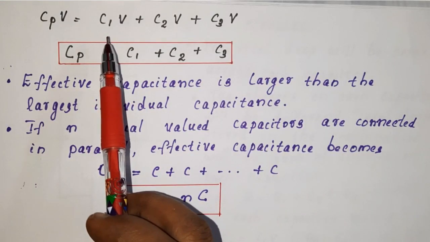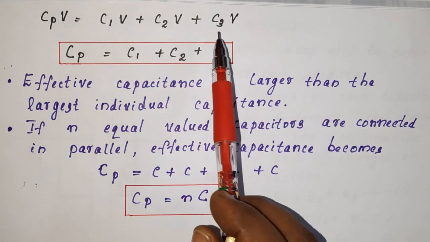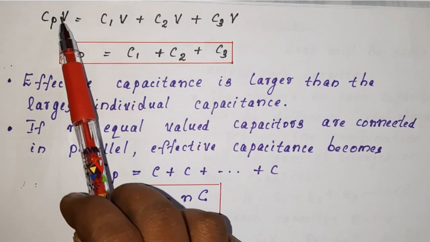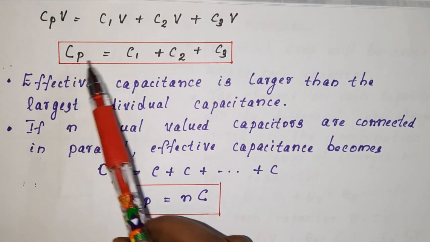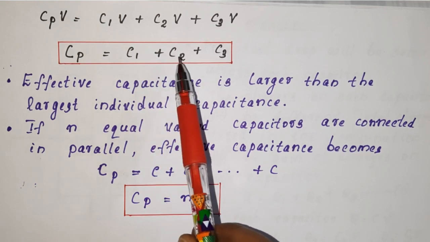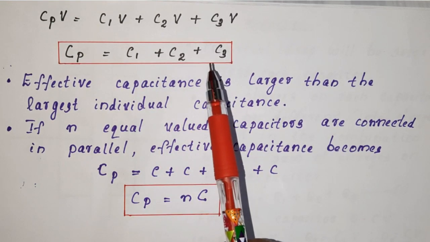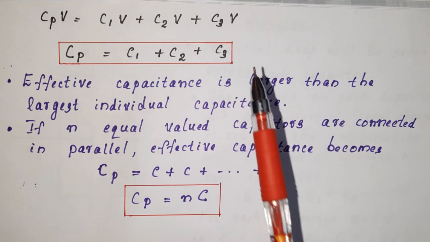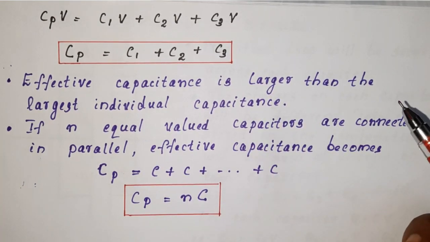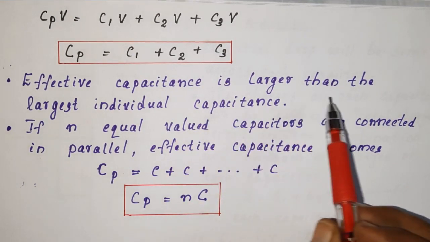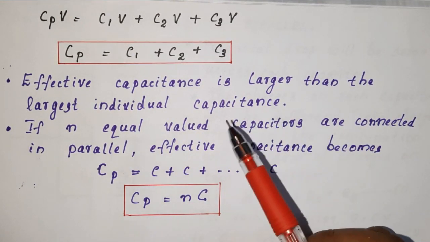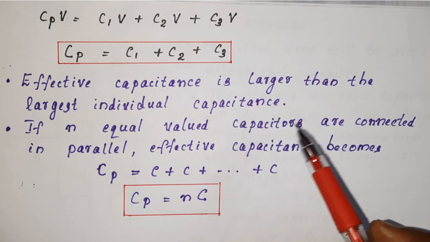CpV is equal to C1V plus C2V plus C3V. All those V's on either side get cancelled, and we have Cp is equal to C1 plus C2 plus C3. Very important equation. When the capacitors are connected in parallel, effective capacitance increases. The effective capacitance is larger than the largest individual capacitance.